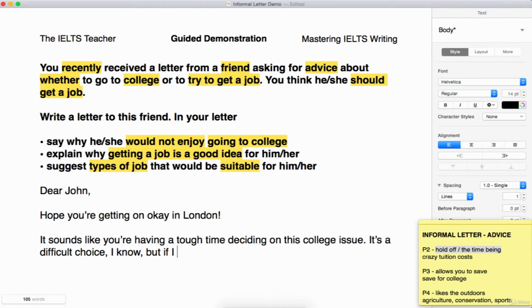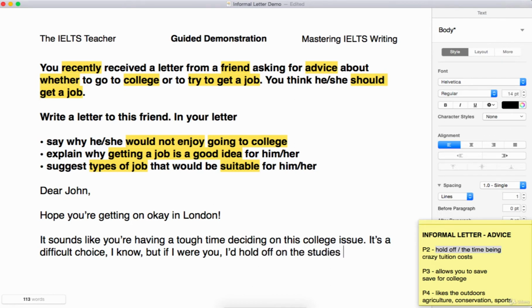If I was you, is it was you? No, it's were you. If I were you. A common mistake is to write was, but it's if I were you, I will, I would, what do you think? Hopefully you're going with I would, except here we can contract again. If I were you, I'd, and then we'll bring this in.